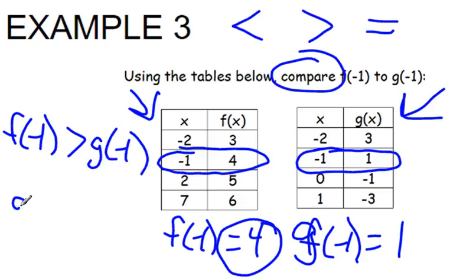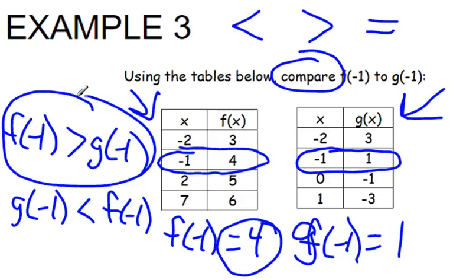You could also say that g of -1 is less than f of -1, and that would say the same thing. But usually we want to write them in order, so this would be your answer.